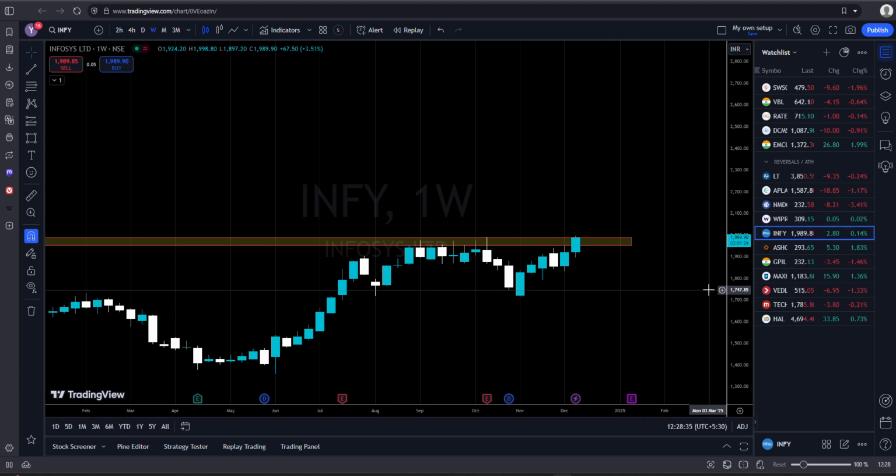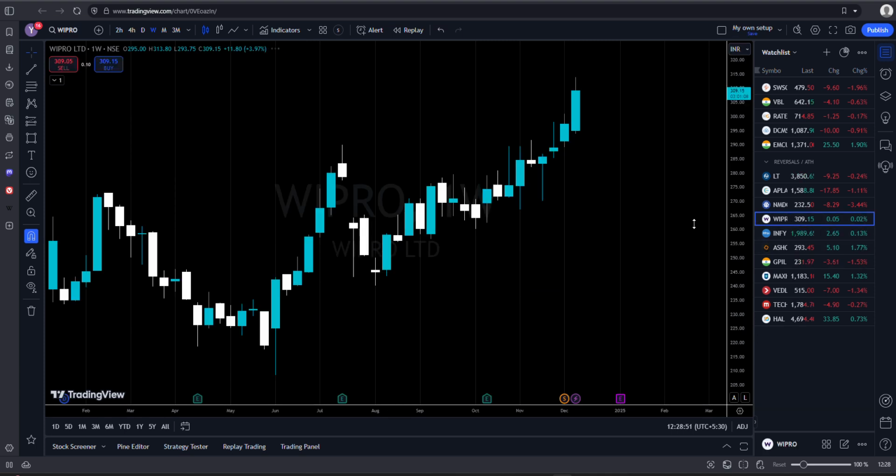Okay, this is the peace of mind scanner, guys. Since we are doing it in a longer time frame, you can invest either on Friday evening or else on Monday morning. All we need is a breakout candle, a weekly candle closing above this level. Second thing is Wipro.